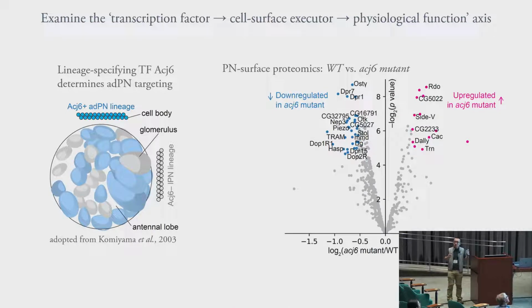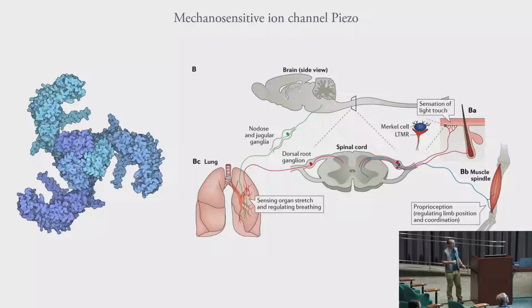Thus, we profiled the cell surface proteome by comparing wild-type and Acj6 mutant and found that indeed many molecules are regulated by Acj6. And it's interesting to see that the mechanosensitive ion channel Piezo is expressed on the PN surface at development and is regulated by Acj6. And we have heard several stories about Piezo since its discovery about 10 years ago by Ardem and his colleagues. This has been a star molecule in sensory neurobiology. But why would a central nervous system neuron express such a mechanosensitive ion channel at a developing stage? Could it do something related to development?